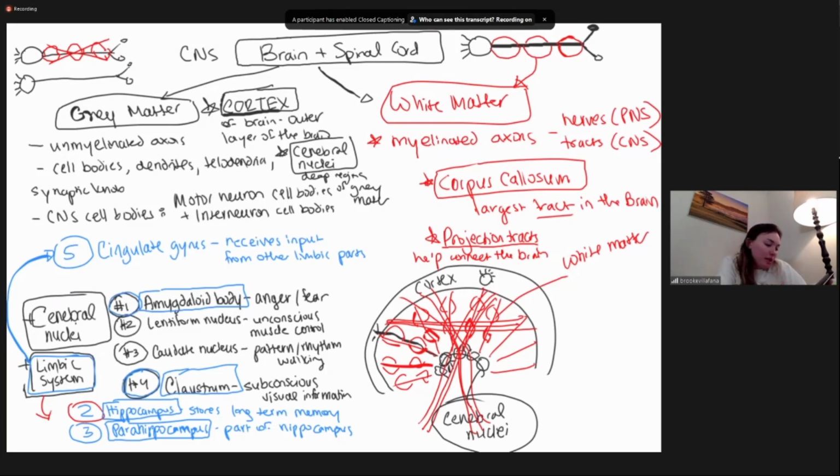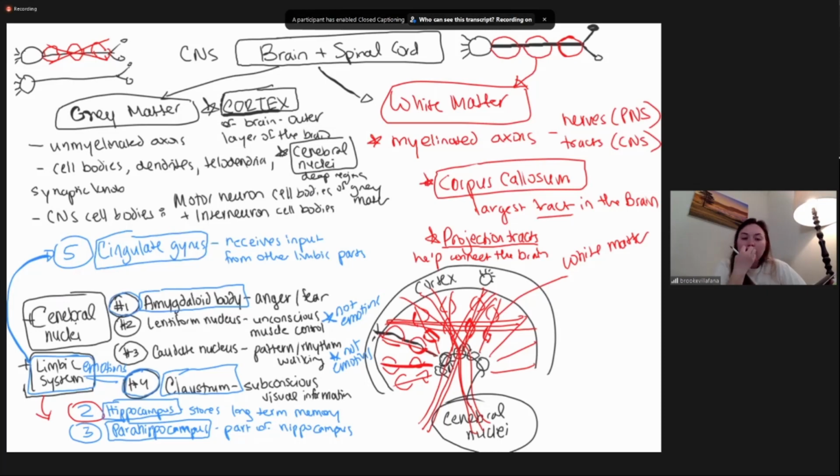This should make sense because the limbic system, as you should remember if you watched the lecture, is for emotions. So unconscious muscle control is not emotional, right? No emotions there. And pattern or rhythm of walking is not emotions. So if you think about it, anger and fear, amygdaloid body is part of the limbic system because it's an emotion. Claustrum, visual information, subconscious, we can have emotions there. Long-term memory, we would have emotions. And the parahippocampus helps with that, so that's going to be involved. And then lastly, cingulate gyrus because it receives input from other limbic parts.